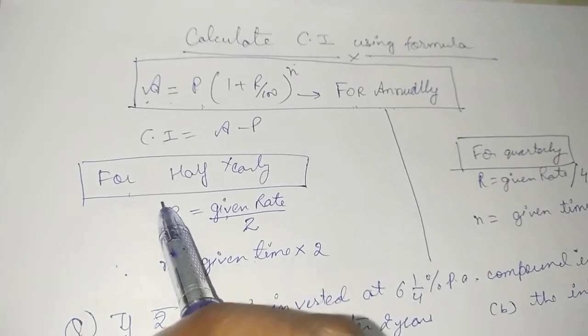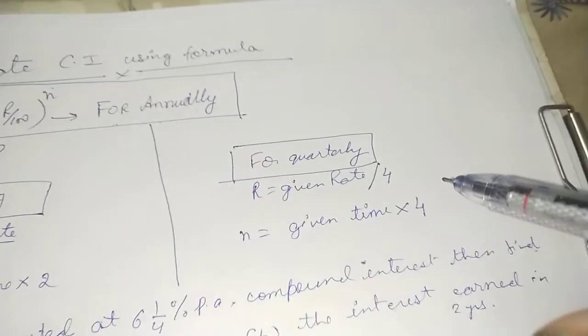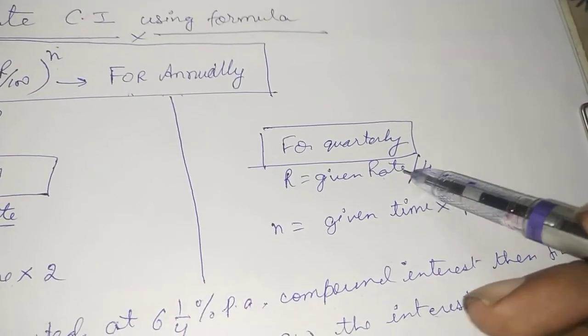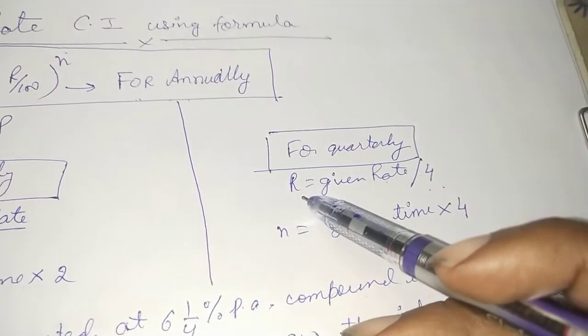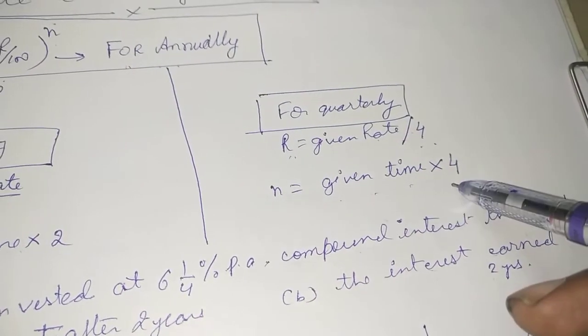So that means you should do this calculation separately before you put the value in the formula. Same goes for quarterly also. Whatever is the rate given, divide by 4 and that will become the new rate, or the value of R, that you need to put in the formula. And similarly, multiply the given time by 4.